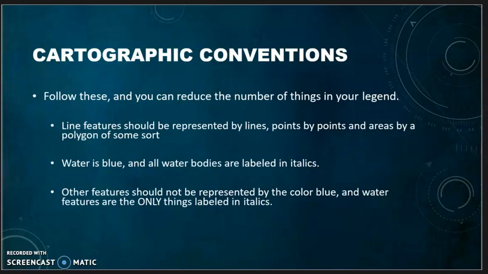There are a few cartographic conventions to follow. If you follow these, you can reduce the number of things in your legend. Line features should be represented by lines, points by points, and areas by a polygon of some sort. Water is blue, and all water bodies are labeled in italics. This is just a standard example for blue. You could also look up other standards for other things, such as trees and streets. Other features should not be represented by the color blue, and water features are the only things labeled in italics.